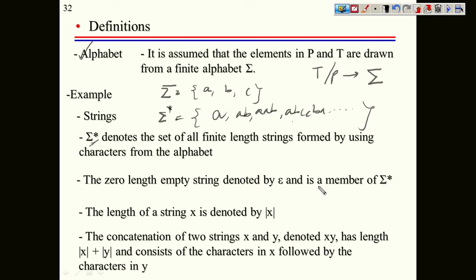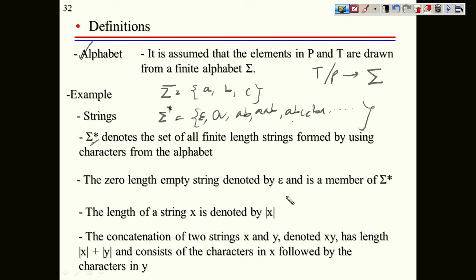So one important thing: apart from all these possible combinations, we are also including one element that is called epsilon, which is a string of size 0, or we call it an empty string. This is also a part of sigma star. The length of the string x is denoted by bar x. Whenever any string is given to you and we want to talk about the length of the string, then we write the bars on the left and right.